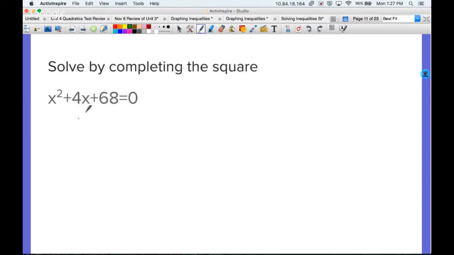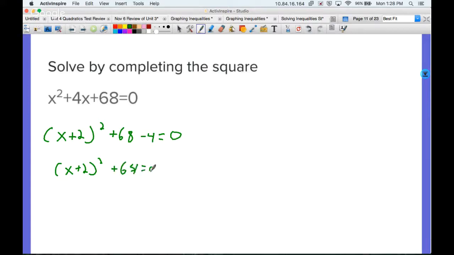All right, solve by completing the square. Let's try this now. I create this structure here. It's got a plus 68. I keep the plus 68. This number here is always half of that b value. And I subtract away that number squared to get rid of my extra. I get (x plus 2) squared plus 64 equals 0. Subtract the 64.